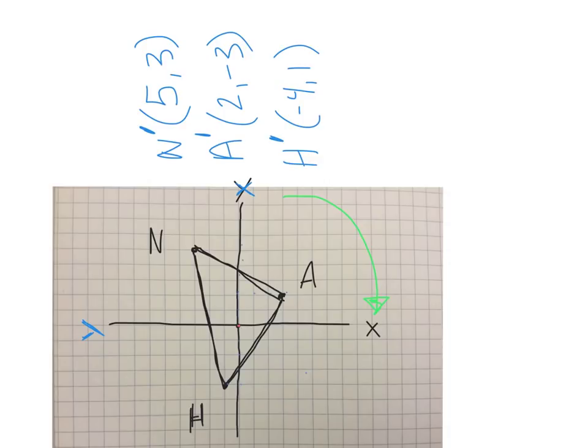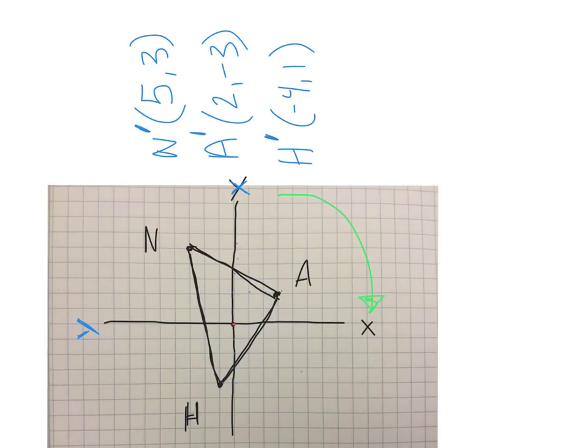So N was at (-3, 5), and N prime is at (5, 3). So here's your new N prime, (5, 3). A was at (2, -3). Here is (2, -3), A prime down here. And H is at (-4, 1), H prime. So here is our image of triangle NAH after a 90-degree rotation about the origin.